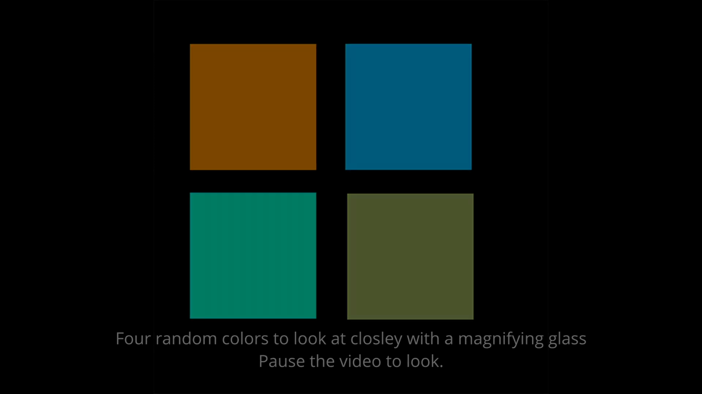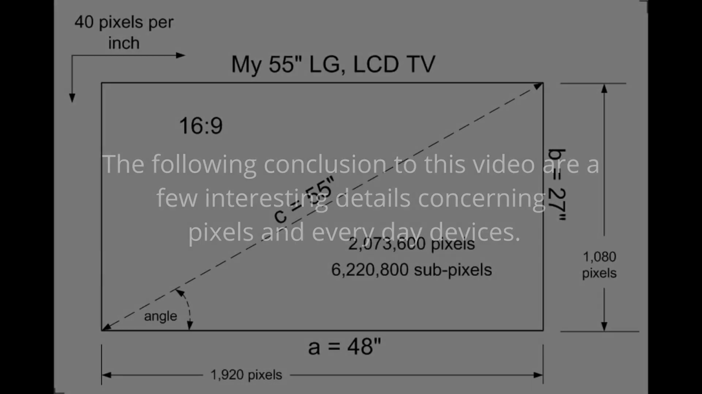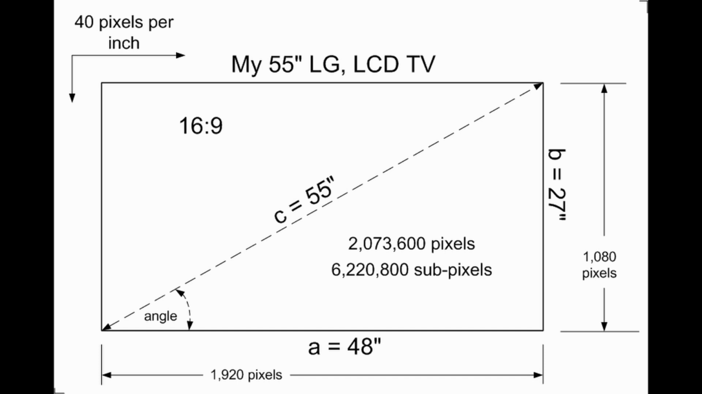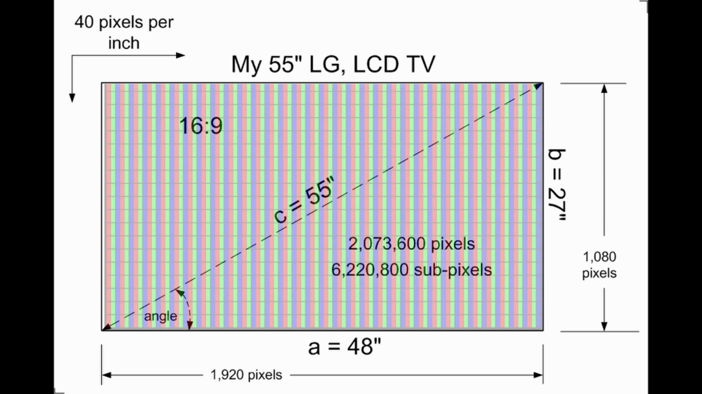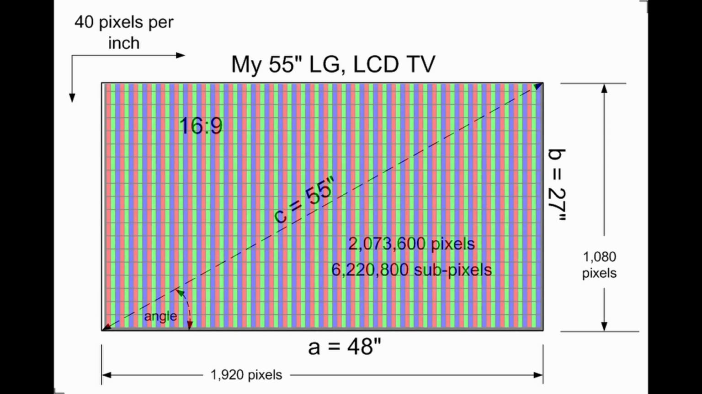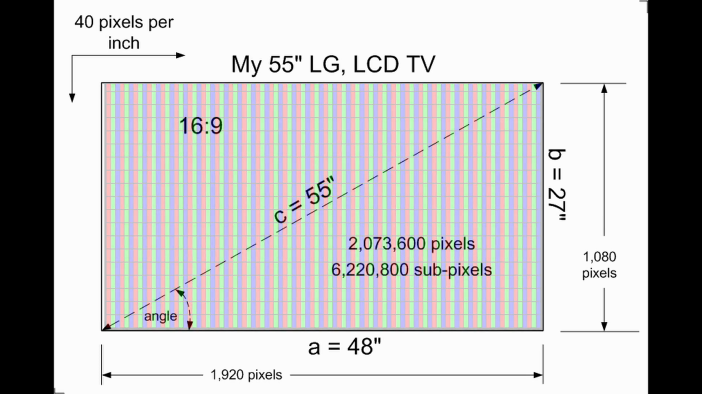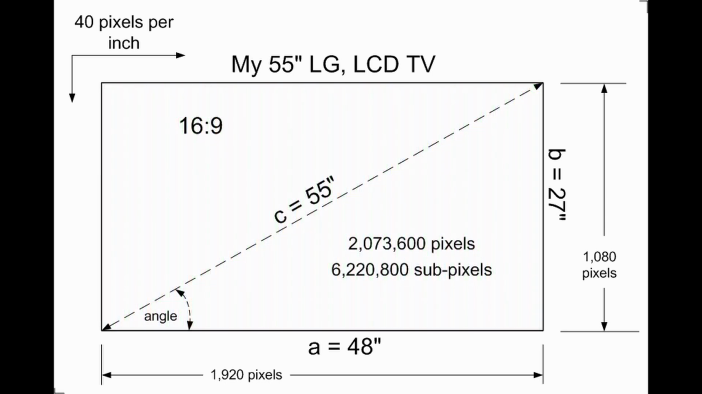The following conclusion to this video are a few interesting details concerning pixels and everyday devices. A 1920 by 1080 pixel television panel, computer screen, etc., has over 2 million pixels, 2,073,600, lined up in 1920 columns by 1080 rows. The aspect ratio, width versus height, of the 1920 by 1080 screen is 16 by 9. There are many different aspect ratios used by different devices. Just look at all the different shape screens on devices you and others use.